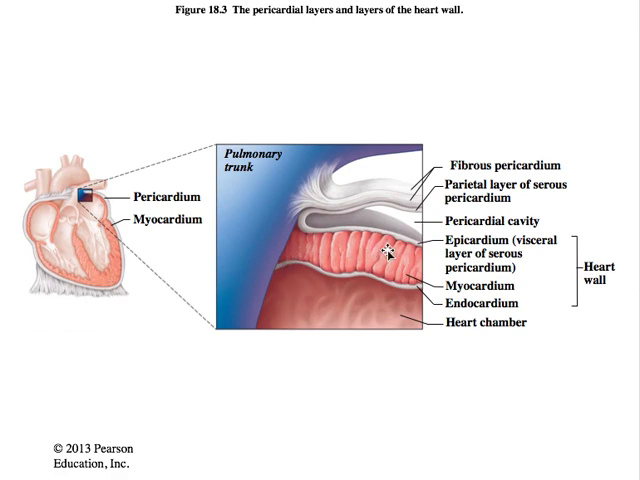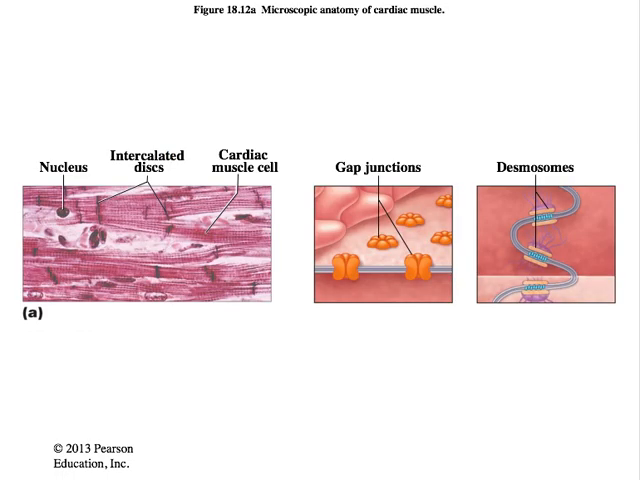Now, when we look at the heart walls, we're really going to be concentrating on that myocardium, which makes up the bulk of the heart wall. When we slice open the myocardium and look inside of there, it looks somewhat like this, the picture on the left here. This is our typical picture of the microanatomy of heart cells, cardiac muscle fibers.